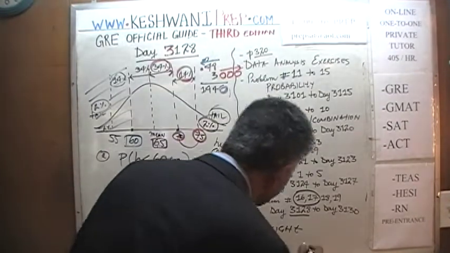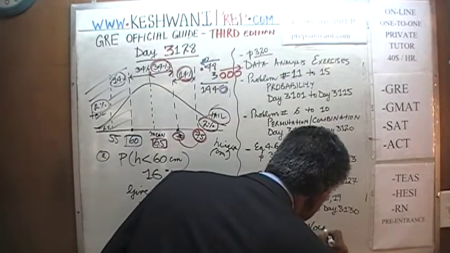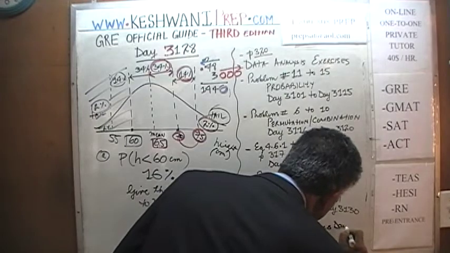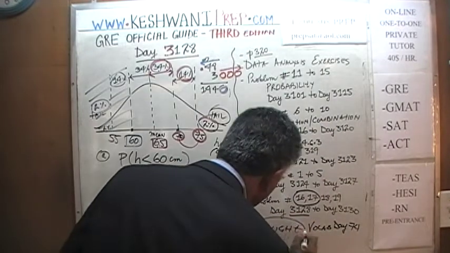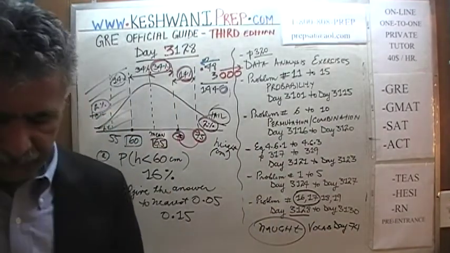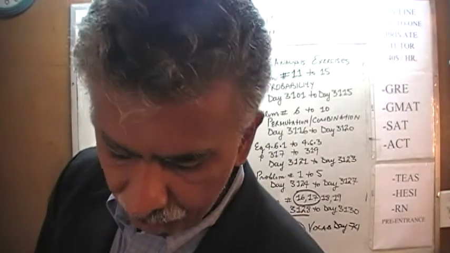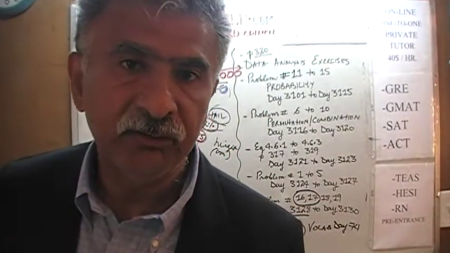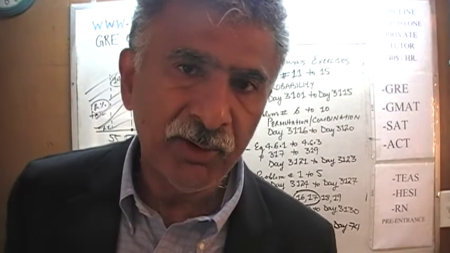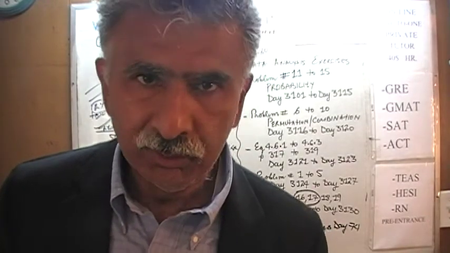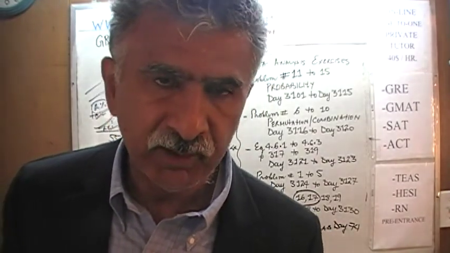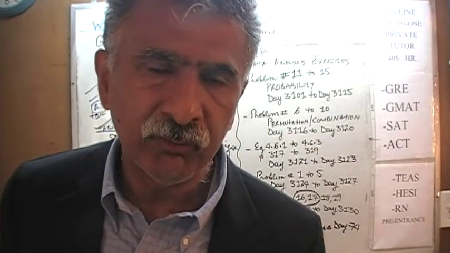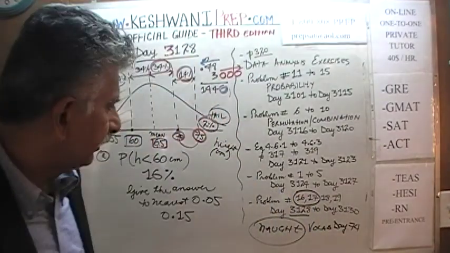Day number 74. Vocabulary, day 74. Just type in GRE vocabulary words. That's what you're going to type in the search box. GRE vocabulary words, day 74. The video will pop right up. You don't have to put in my name, just type in GRE vocabulary words, day 74. It will pop right up. Watch the video, learn the word.